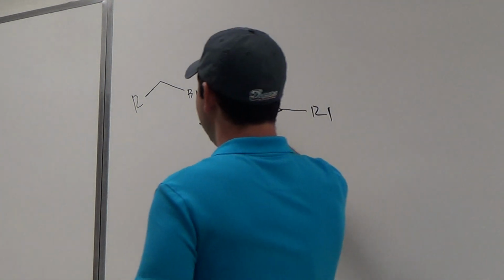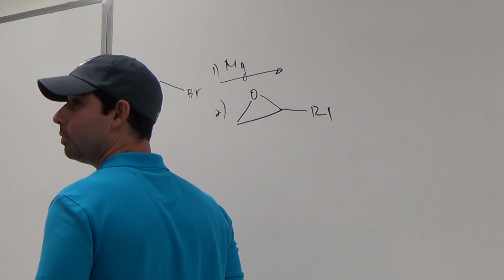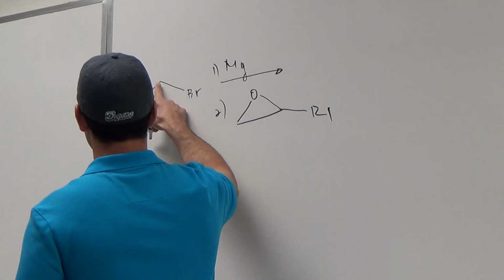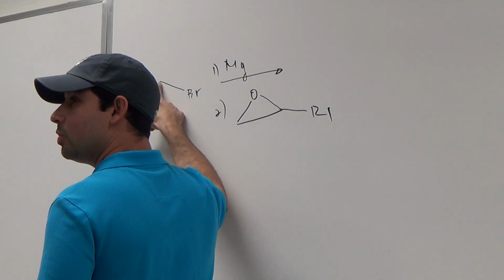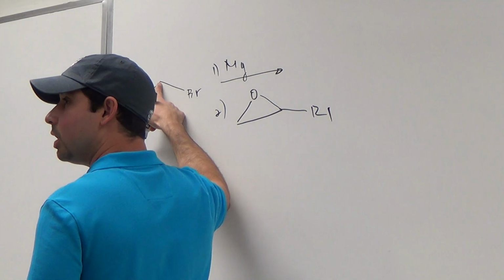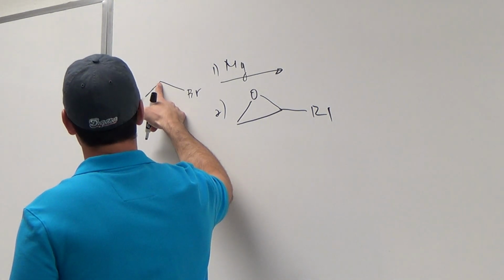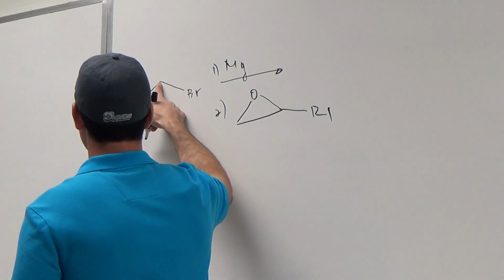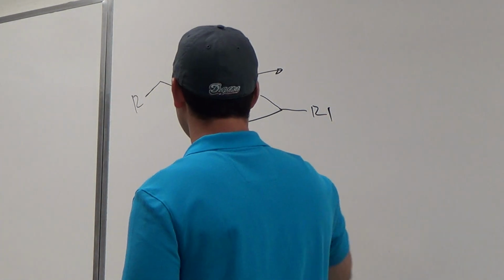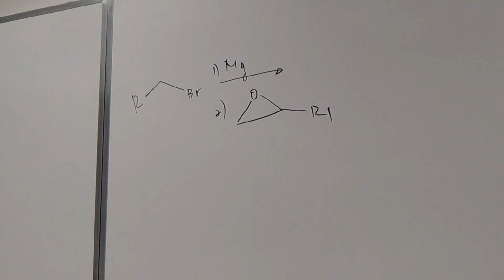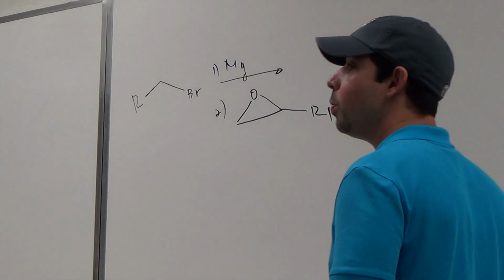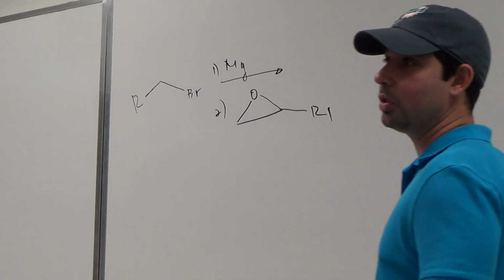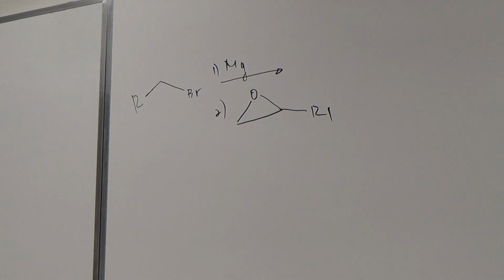So, this is going to give you what? Grignard, yes. That is a carbon here, yes or no? Yes. This is a carbon, this is a nucleophile. Once you put a negative charge here, it will do an attack somewhere. Of course, it's going to do the attack in the epoxide, or the oxirane, yes? And it's going to open under basic conditions.